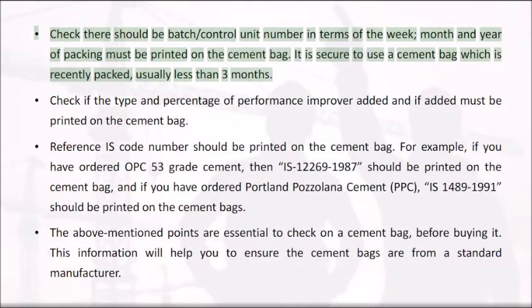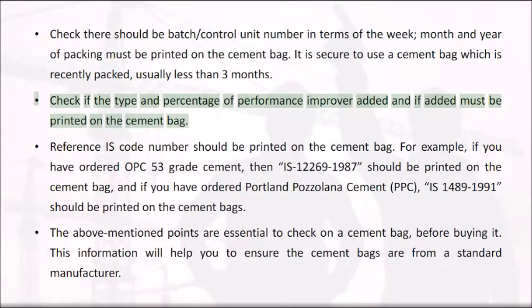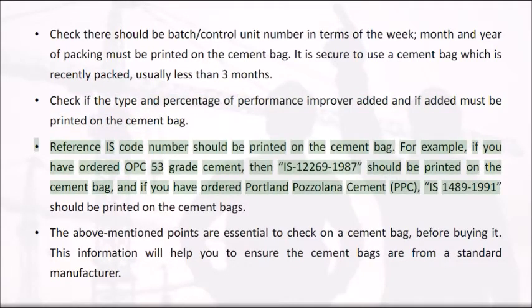Check that the batch control unit number, in terms of the week, month and year of packing, is printed on the cement bag. It is safe to use a cement bag which is recently packed, usually less than 3 months. Check the type and percentage of performance improver added, and if added, it must be printed on the cement bag. The reference IS code number should be printed on the cement bag.